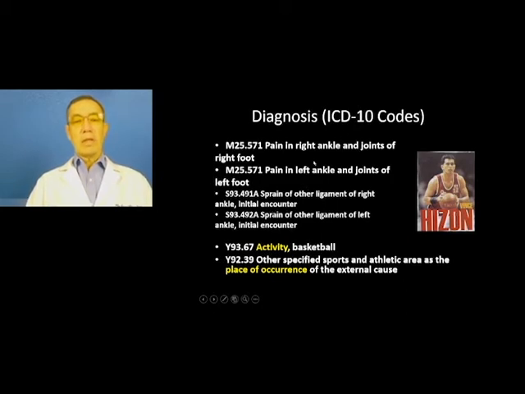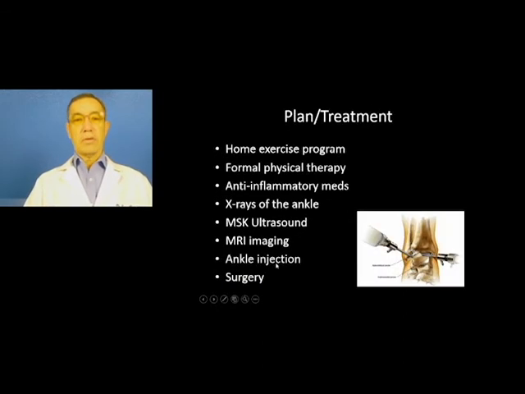And then with these orthopedic injuries, you always have to put a Y code for the activity that they were doing, say with basketball, and also the place of occurrence. So besides the diagnosis, and it could be a symptom type diagnosis, and then the actual specific diagnosis, you want to know the activity and the place of occurrence for the billing.